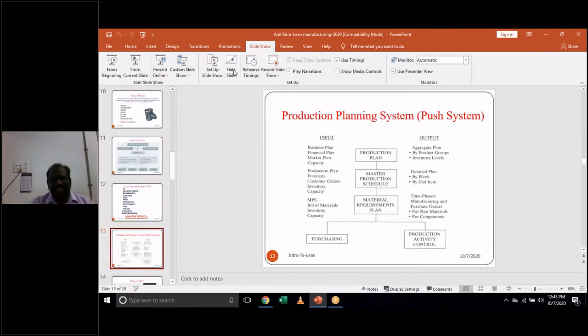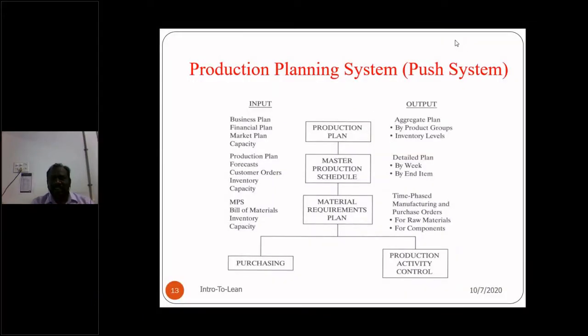Production planning. You can see the production planning slide, the production planning systems. We can see the input systems and the output systems.